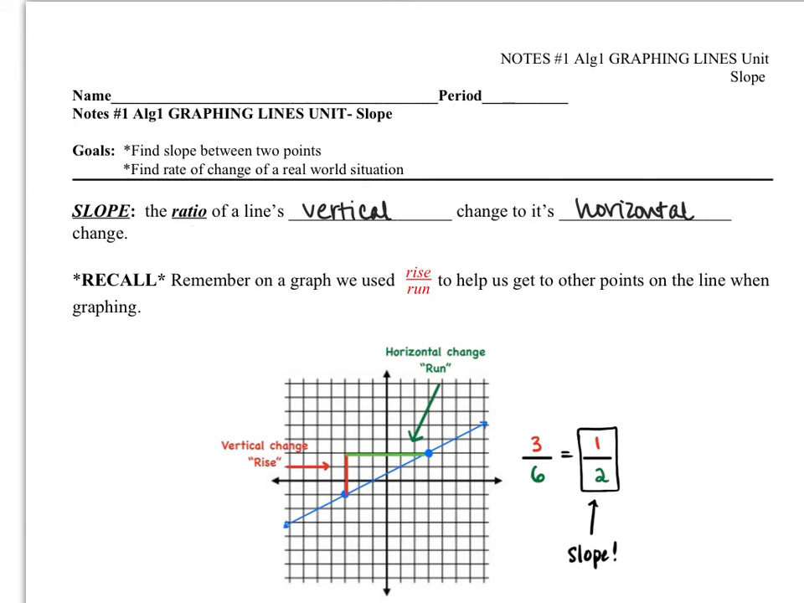The ratio tells us that it's going to be a fraction, vertical, up, down, horizontal, left, right. And so to find the slope of a line between any 2 points, we count the distance vertically and horizontally, like here, 1, 2, 3. That would be my rise, and my run would be 1, 2, 3, 4, 5, 6, and then I would reduce that for a slope of 1/2.